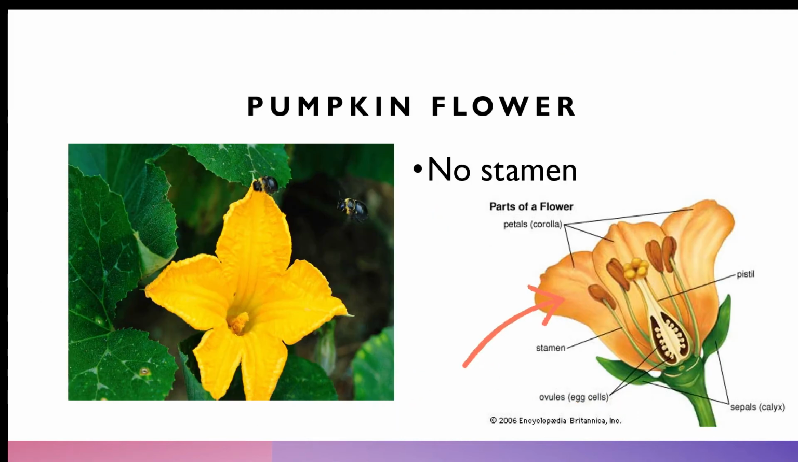We also have pumpkin flower. This is an incomplete flower. No stamen. Pumpkin flower has no stamen.